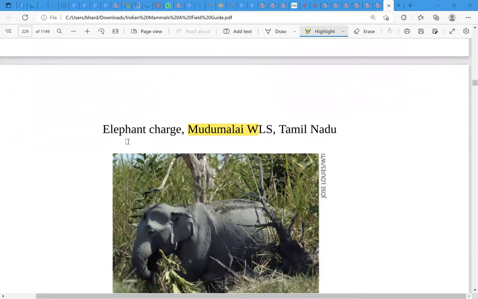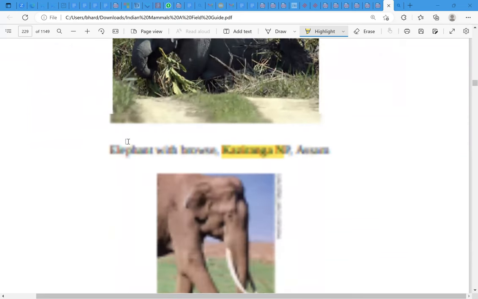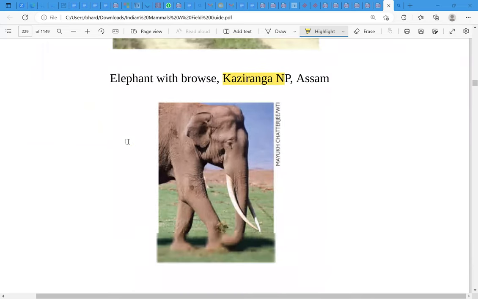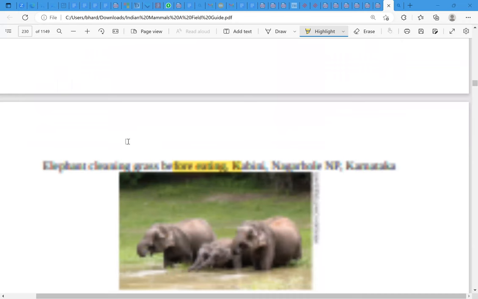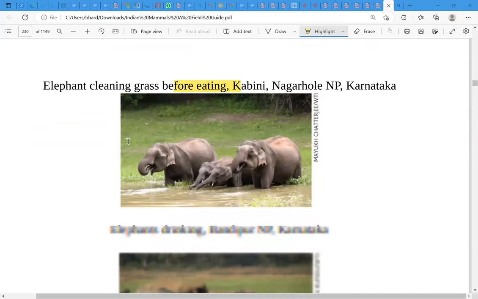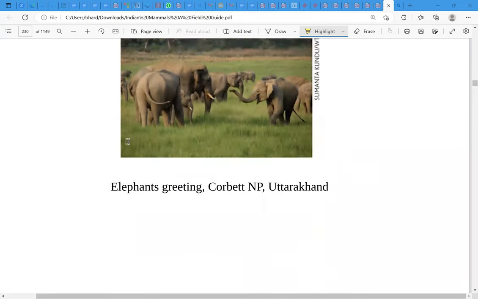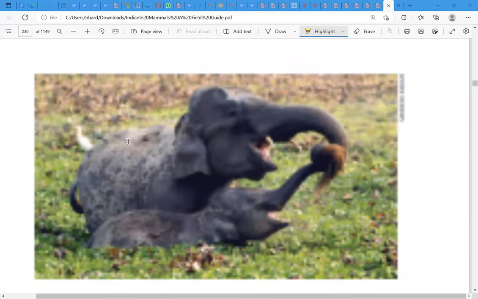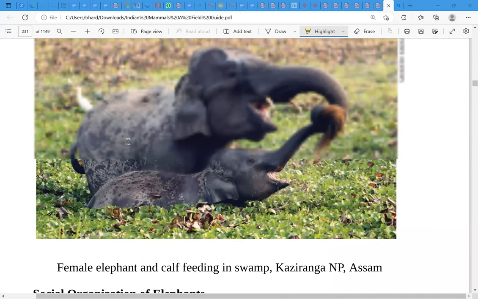So this is an example of elephant at Mudumalai Wildlife Sanctuary, and similarly at Kaziranga National Park some examples are shown. Another example is of an elephant cleaning grass before eating at Kabini Nagarhole National Park, Karnataka. Another example is of Bandipur National Park in Karnataka. See, this is a beautiful example of a female elephant and calf feeding in a swamp.